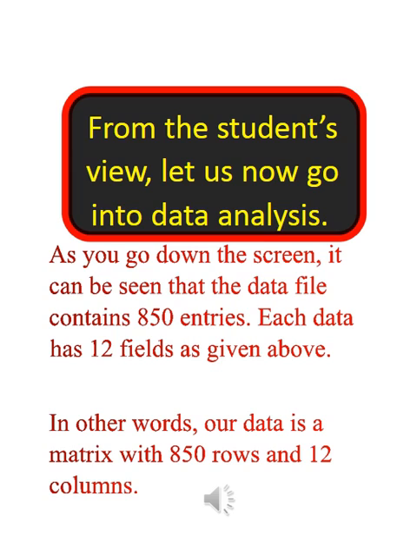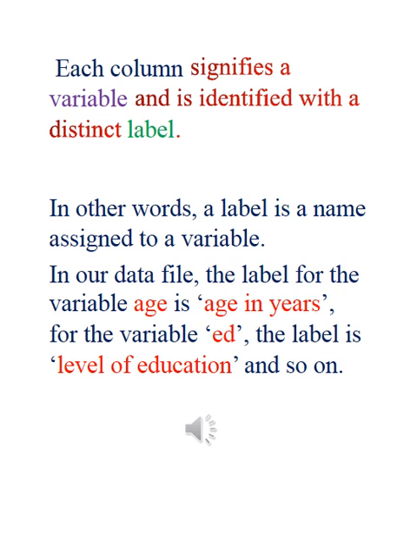From the student's view, let us now go into data analysis. As you go down the screen, it can be seen that the data file contains 850 entries. Each data has 12 fields as given above. In other words, our data is a matrix with 850 rows and 12 columns. Each column signifies a variable and is identified with a distinct label. In other words, a label is a name assigned to a variable. In our data file, the label for the variable age is age in years, for the variable ed, the label is level of education, and so on.